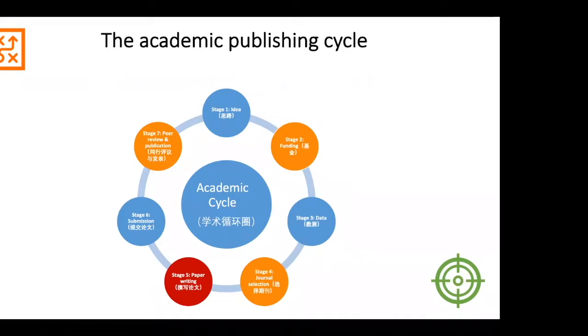Your ideas, generating funding, collecting data, journal selection, paper writing, submission, which is what we're going to be talking about today: effectively and efficiently managing your article submissions. And I'm going to show you inside a number of journal submission sites so that I hope that next time you have to make a submission to an international journal, you'll be able to do it a little bit more effectively. So that's stage 6. Then, of course, comes peer review and publication. And then we go round and around the academic publishing cycle again and again.